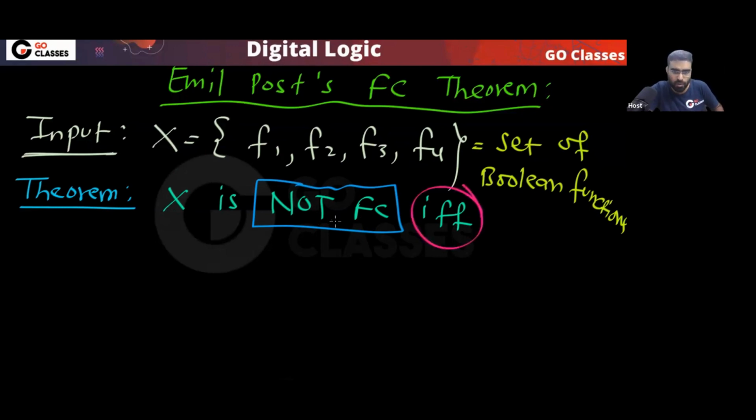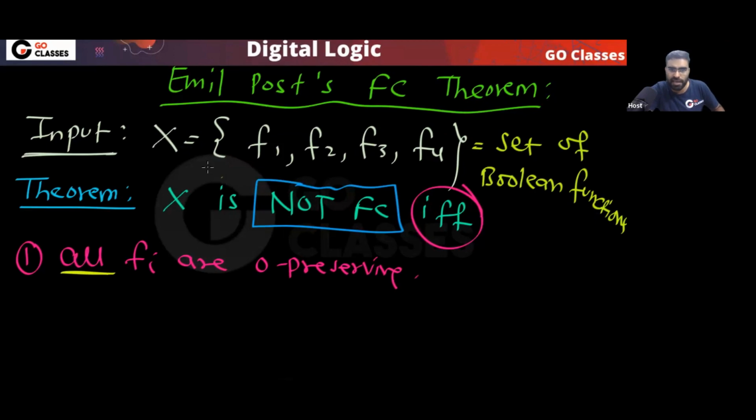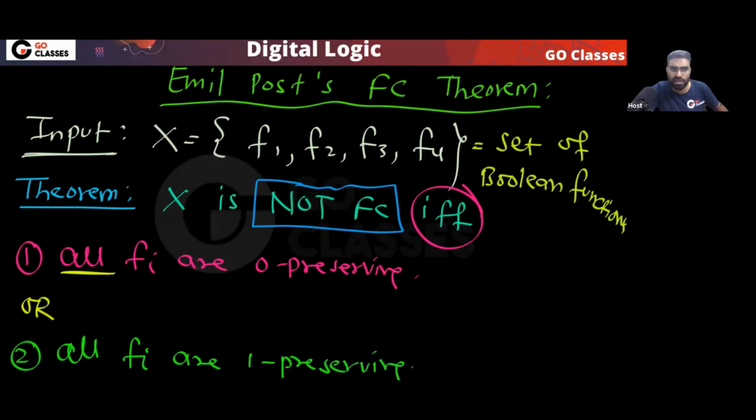So remember, X is not functionally complete if and only if either this happens: all fi are zero preserving. If all these functions are zero preserving, then I can say X is not functionally complete. Or, if all fi are one preserving, then also I can say that X is not functionally complete.